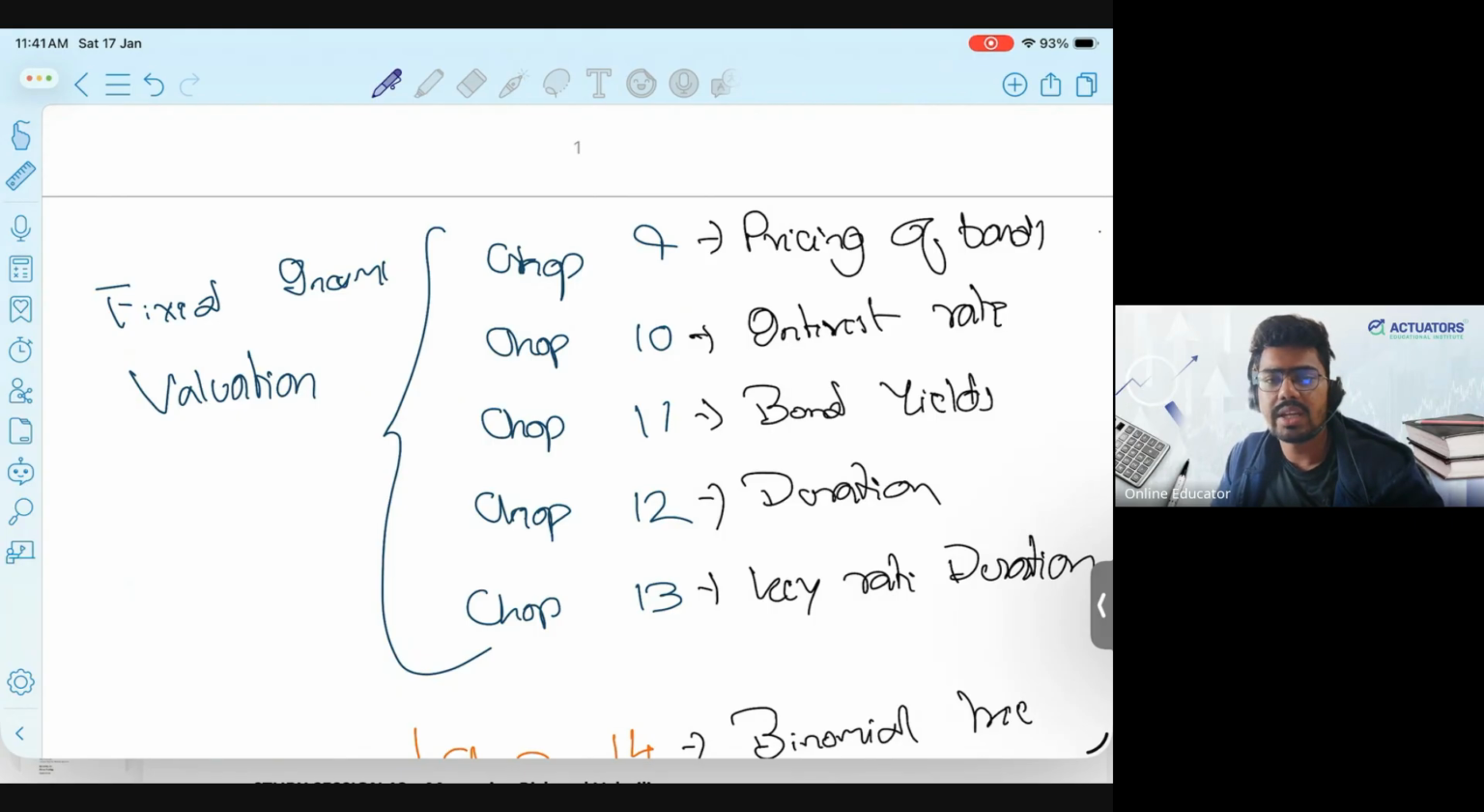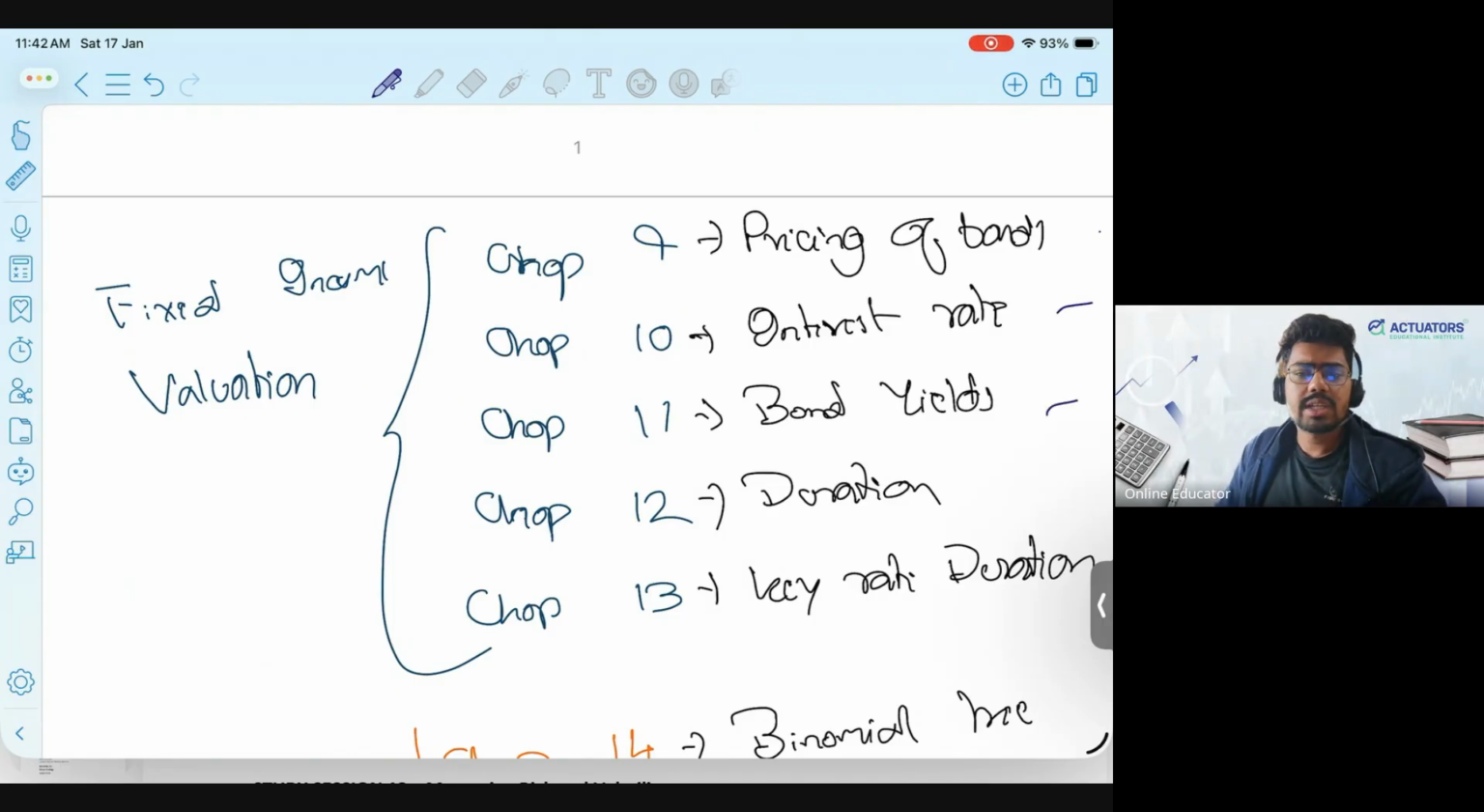Now, to calculate that present value, what rate are you going to use? There are different rates like spot rates, forward rates, par rates, swap rates, which will be covered in chapter 10, along with the different types of interest rates. We can use interest rates as continuous rates or discrete rates as well. There are semi-annual rates, annual rates, quarterly rates. All of that will be covered in chapter 10.